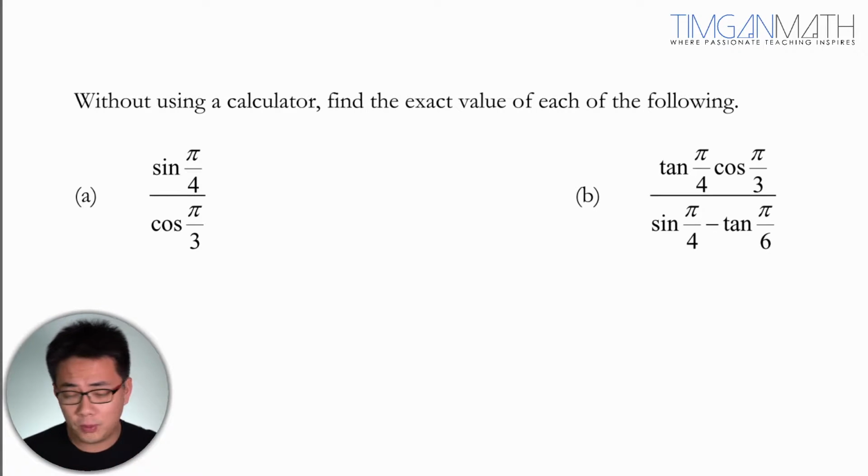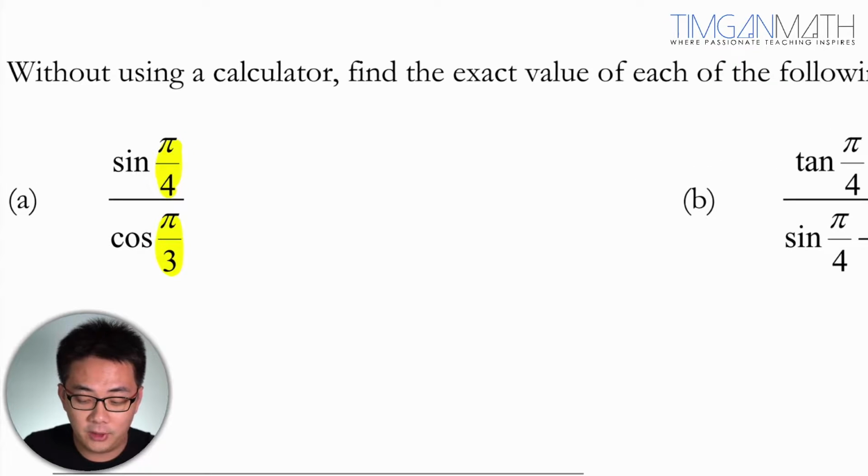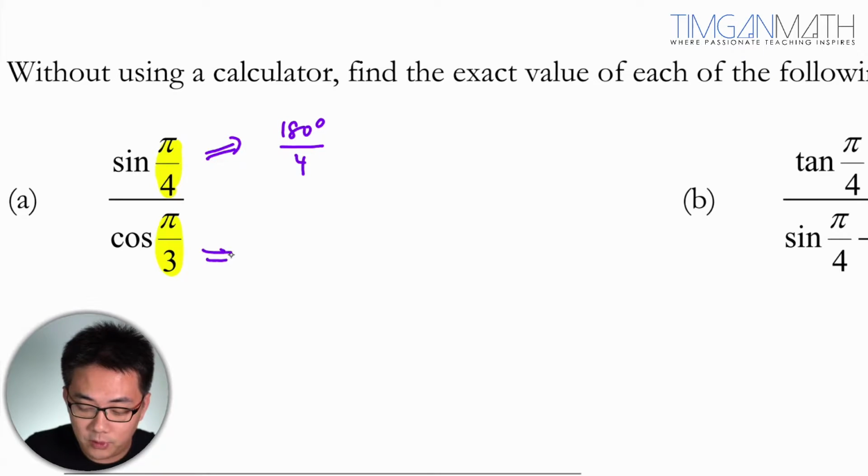Right off the bat, you should be able to tell that pi over 4 and pi over 3 are both special angles. So this pi over 4 is actually 45 degrees. Just take note, pi is 180 degrees, divided by 4, right? Whereas this over here will be 180 degrees divided by 3, which is 60 degrees.